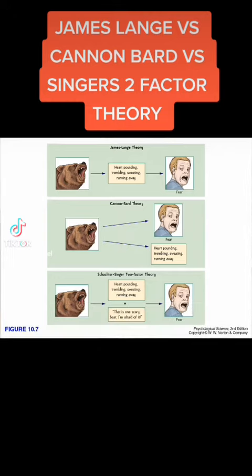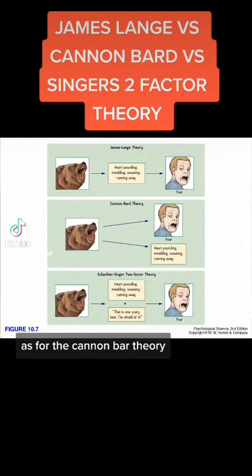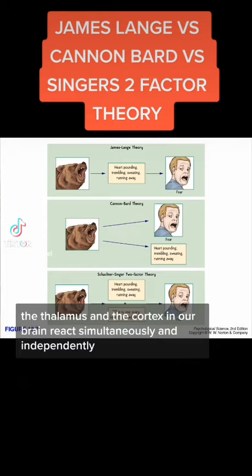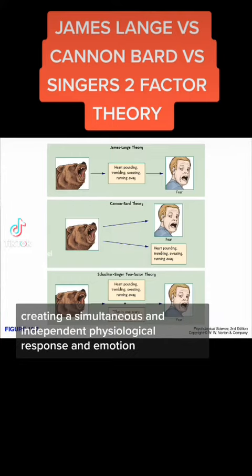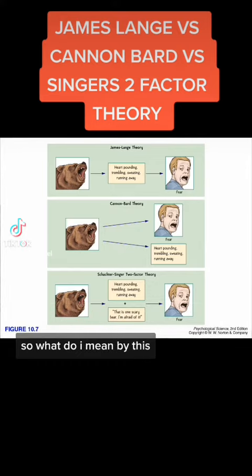As for the Cannon-Bard theory, the thalamus and the cortex in our brain react simultaneously and independently, creating a simultaneous and independent physiological response and emotion. So what do I mean by this?